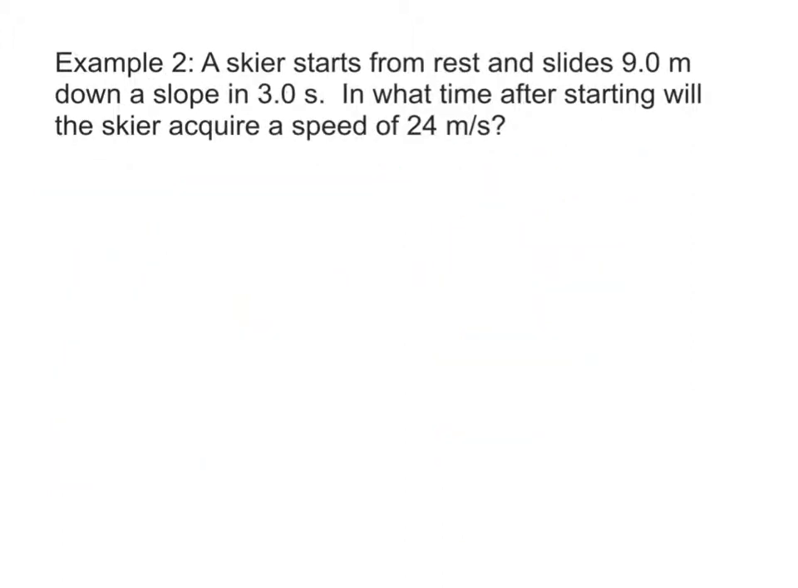For our next example, a skier starts from rest and slides 9 meters down a slope in 3 seconds. In what time after starting will the skier acquire a speed of 24 meters per second? So here's our slope. Here's our skier starting from rest. And then the skier slides down the slope and will be moving.